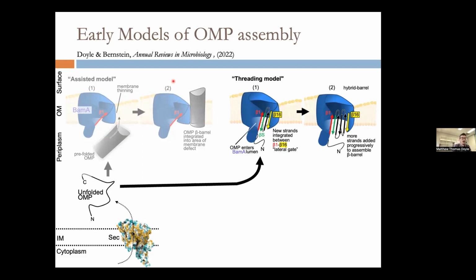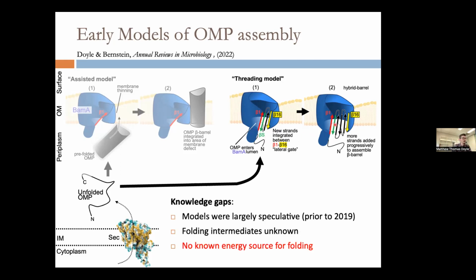Another leading model at the time, with more BAM involvement, was that the reason BAM-A can open up was to present a strand to a newly incoming unfolded barrel. Perhaps the beta signal would bind to that strand, and then you'd get threading and insertion of additional strands to build up a barrel on the side that would eventually bud off. But at about this point in time, these models were very speculative. We didn't know what the folding intermediates looked like, and we still didn't know the energy source.